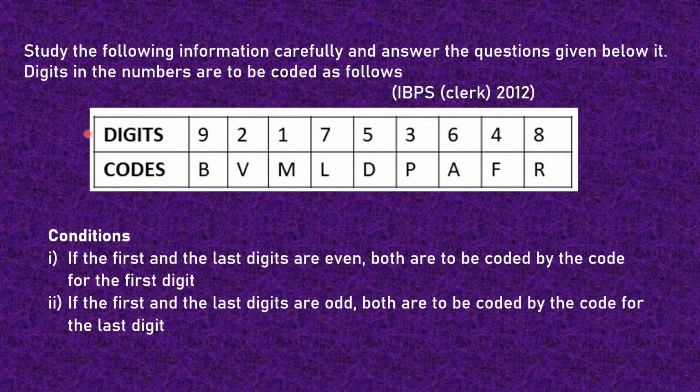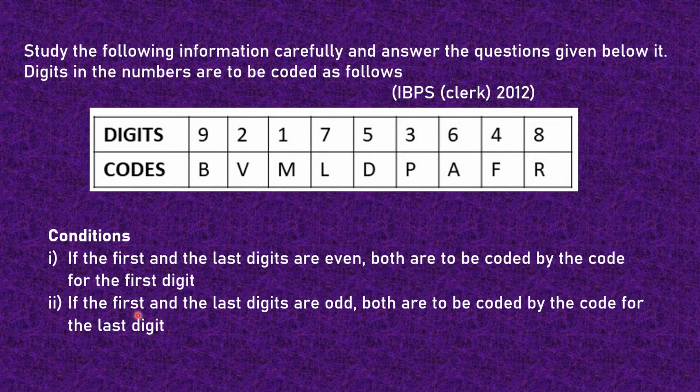So the information you have been given is certain digits and the codes used for them: 9 represents B, 2 means V, 1 means M, 7 means L, 5 means D, 3 means P, 6 means A, 4 means F, and 8 means R. Now there is a condition associated with this. If the first and the last digits are even, that means if you have an even number in the first and the last digit, you will code both the digits by the code for the first digit. That means suppose you have 2 in the beginning and 6 in the end. So you will go with the code V for 2 as well as 6.